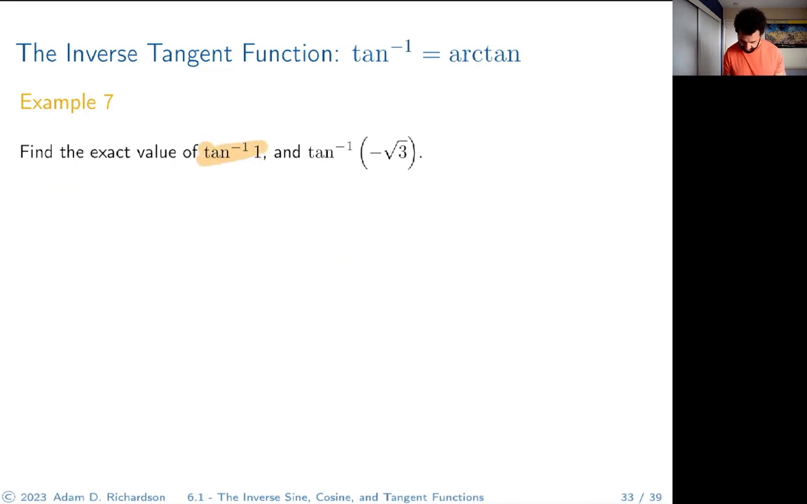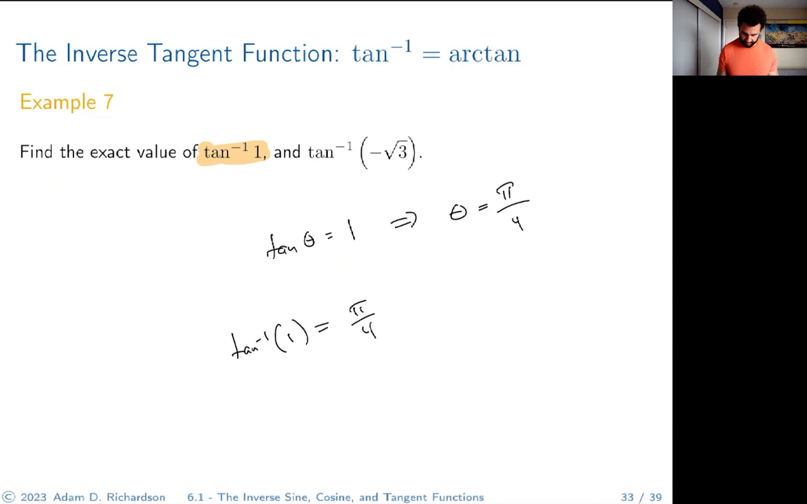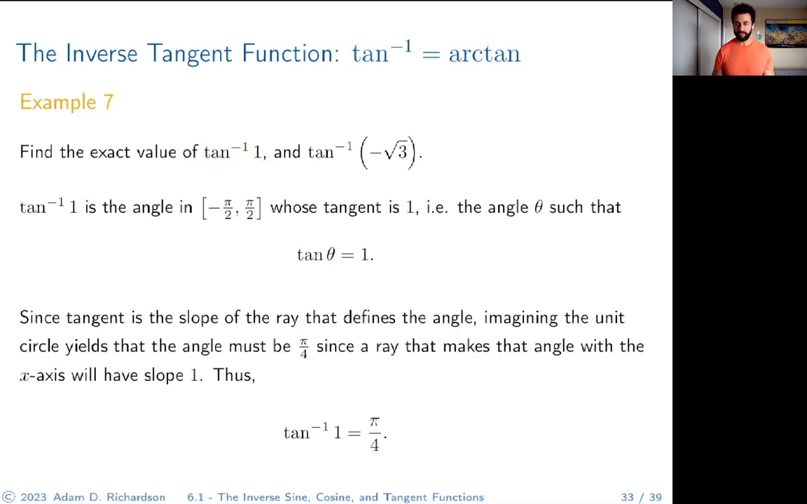All right, let's do it together. What is arctangent of 1? That is the angle that has a tangent of 1. All right, what angle has a tangent of 1? Tan theta equals 1 implies theta equals what? Well, remember, tangent is just the slope of that ray, the slope of that line, right? So if the slope is 1, then we saw earlier that that means the angle has to be pi over 4. So that tells us that arctangent of 1 is pi over 4. There it is. Not too bad, right?